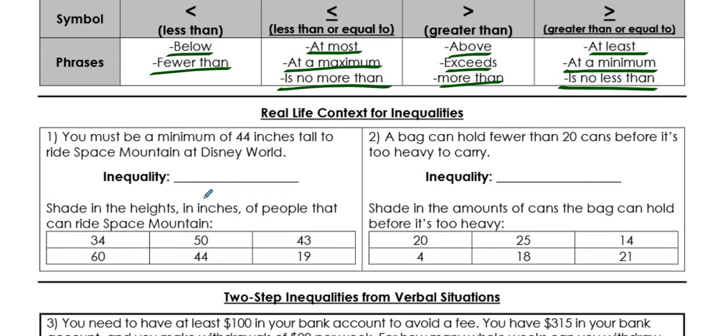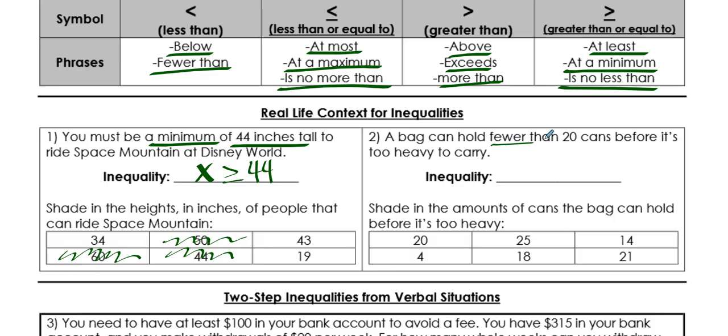So you must be a minimum of 44 inches tall to ride Space Mountain at Disneyland or Disney World. So you have to be 44 inches or taller. So the inequality would be that x here represents all the heights that you could possibly be. So x would be greater than or equal to 44. You could be 44 inches or you could be taller. So you could be 50 inches, you could be 44, can't be 43, can't be 34, you could be 60. Anything that's 44 or bigger.